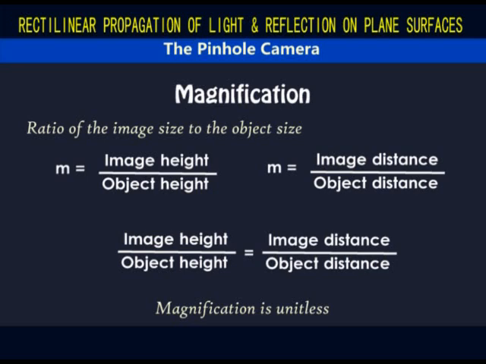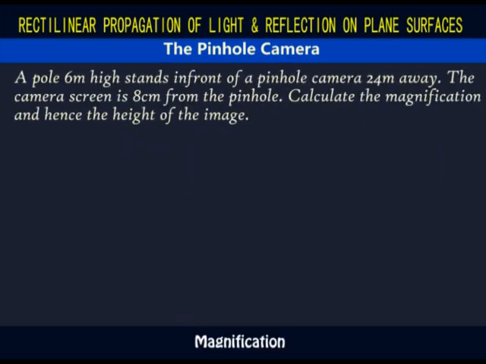Let's take an example. A pole 6 meters high stands in front of a pinhole camera 24 meters away. The camera screen is 8 centimeters from the pinhole. Calculate the magnification and hence the height of the image.